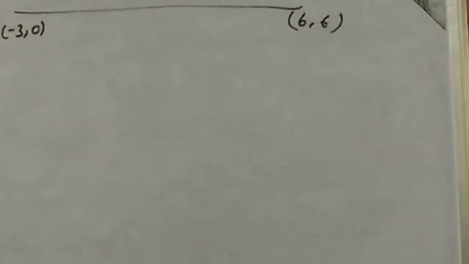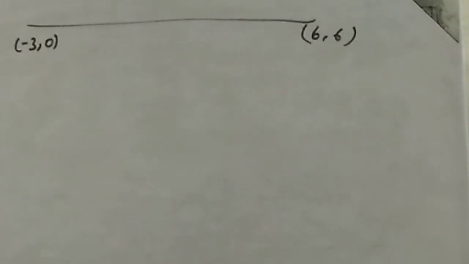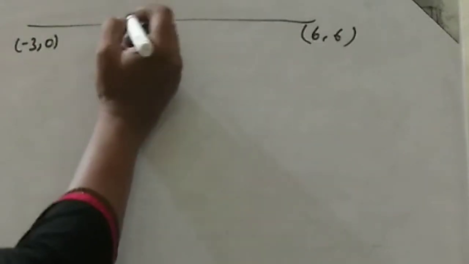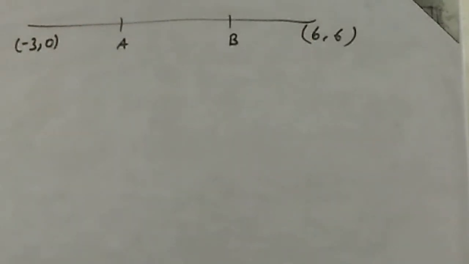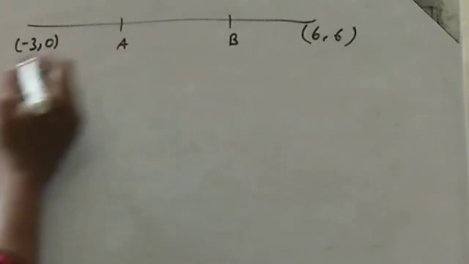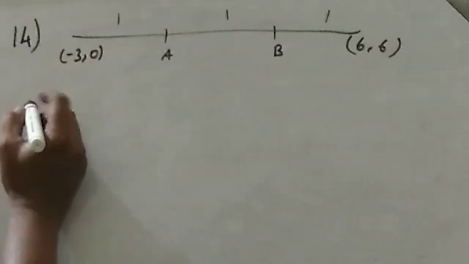Find the coordinates of the points of trisection of the line joining the points (-3, 0) and (6, 6). Okay, and what do they say? The line is trisected, divided into 3 equal parts. Mark it A, B. 1, 2, 3. Now we have to find the coordinates. 1, 1 and 1.